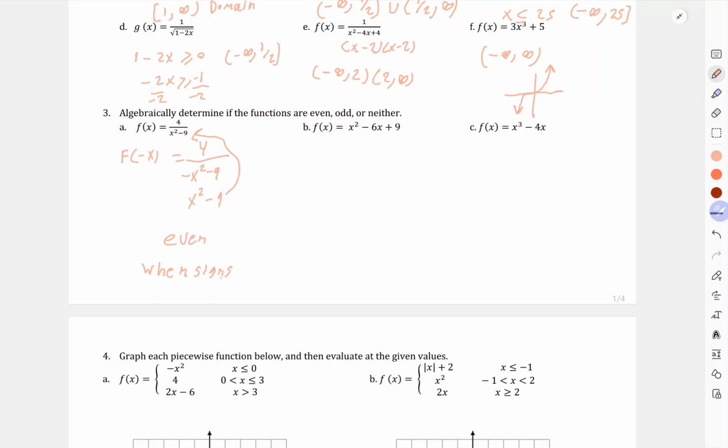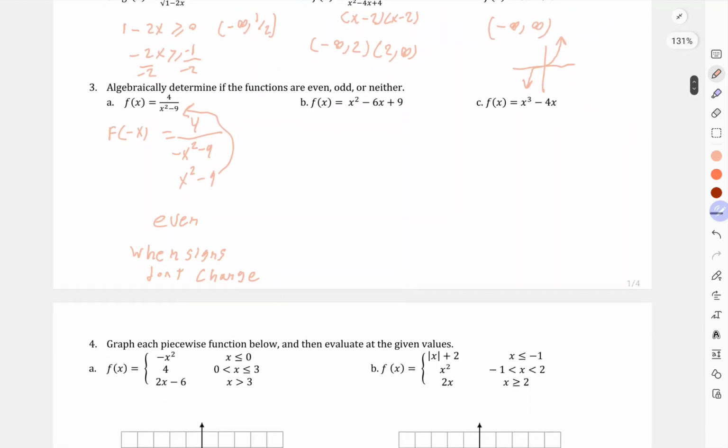Even means when signs don't change, right? That's what that basically means. It means that it's just positive. That's how you tell it. That's how you tell how the graph looks.